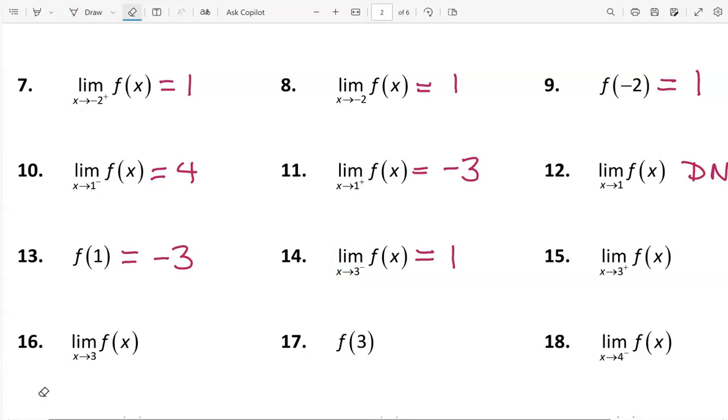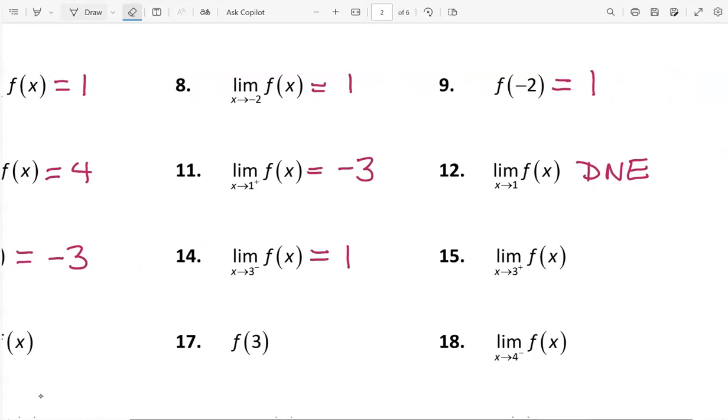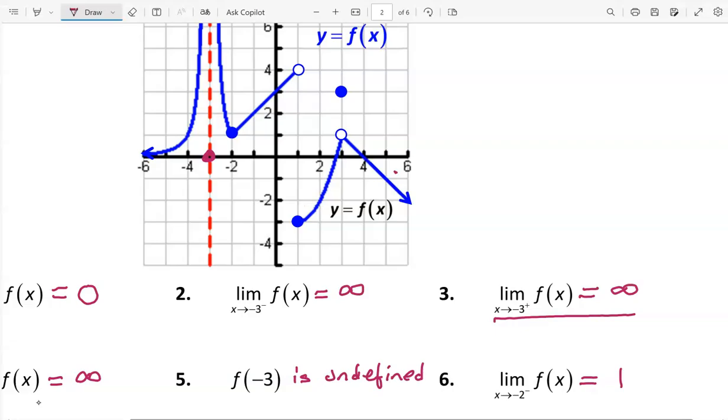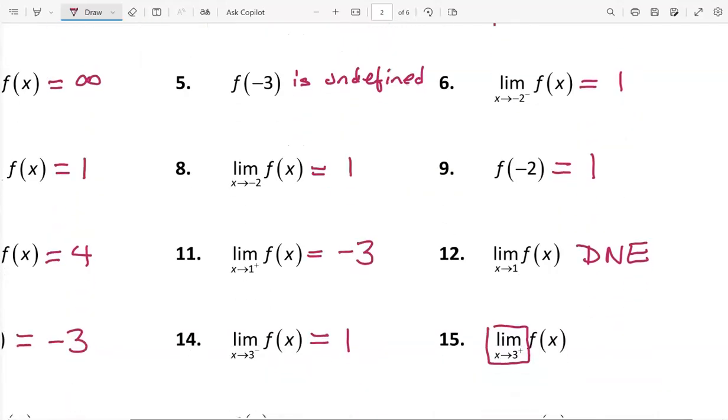In number 15, we are looking for the limit of f of x as x approaches 3, but from the right. So if we travel along the graph of y equals f of x toward x equals 3, but from the right, we'll notice that the y values are getting closer to positive 1. So that means that the limit as x approaches 3 from the right of f of x is equal to positive 1.